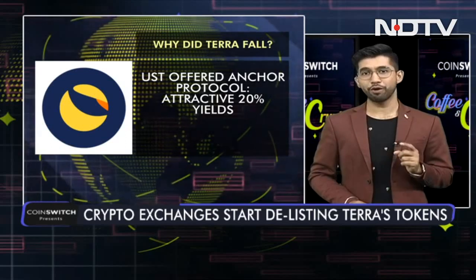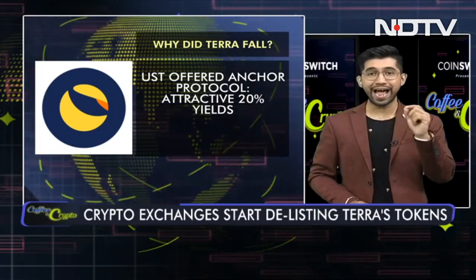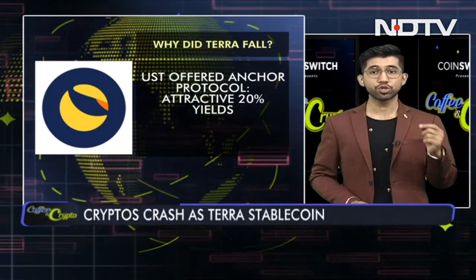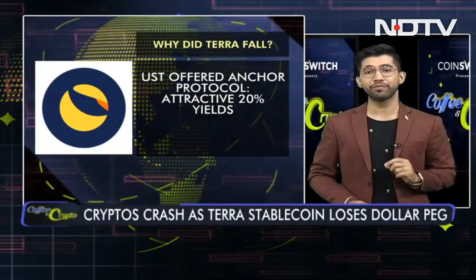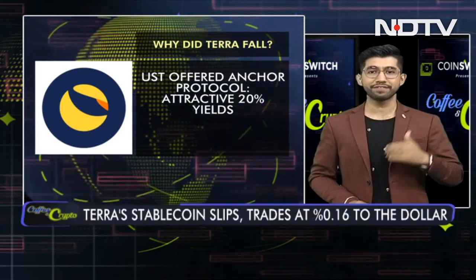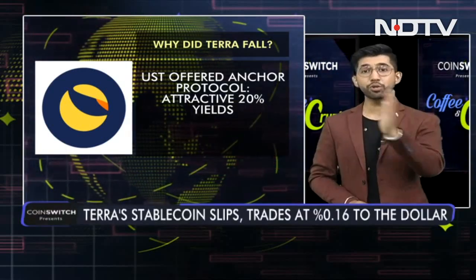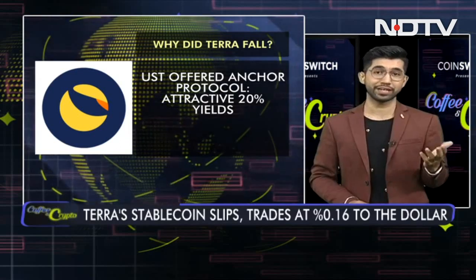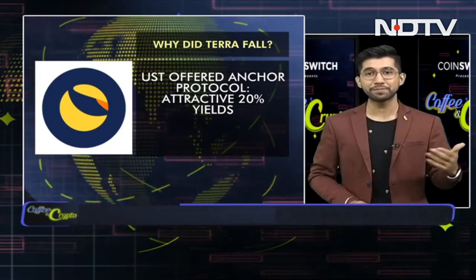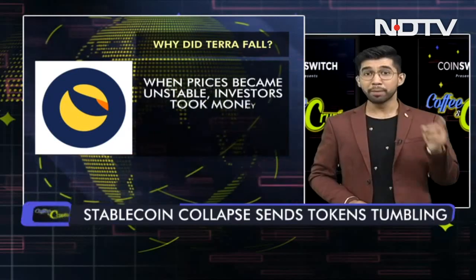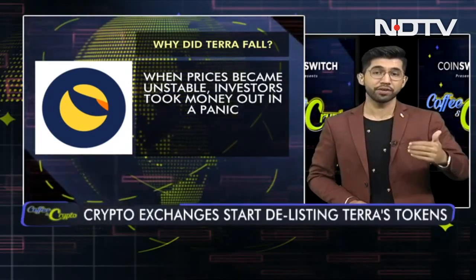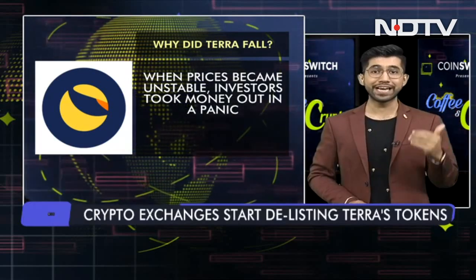So UST offers a very unique thing, which is called Anchor Protocol, which means it was offering 20% yield if you deposit UST. This makes it a very attractive deal. So people not just invested in Anchor Protocol, but also lent money to invest in it because they wanted that extra 20%. Now, once the price became a little unstable, the panic set in. Investors rushed in to take their money out because they had lent it. So they feared that they won't be able to pay it back. And that is how it actually really fell.